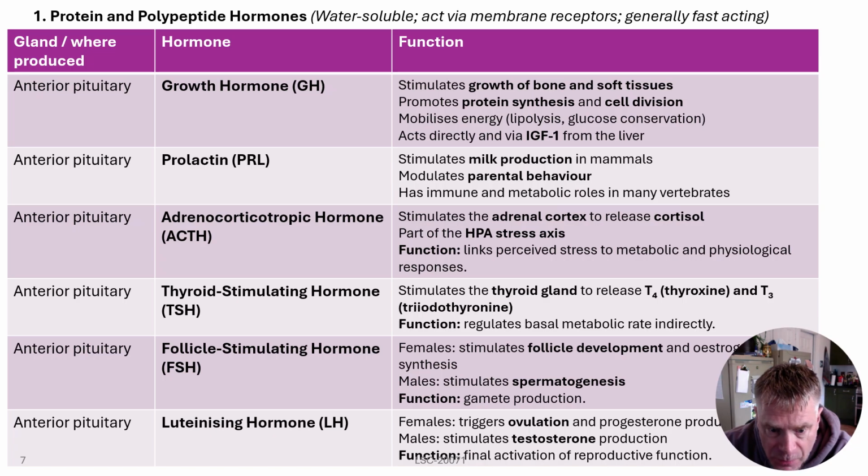Then we have the thyroid stimulating hormone. The function of this is to regulate basal metabolic rate, and it stimulates the thyroid gland to release these two other hormones in a bit of a cascade, with thyroxine and triiodothyronine.